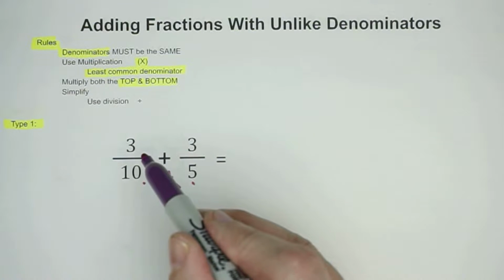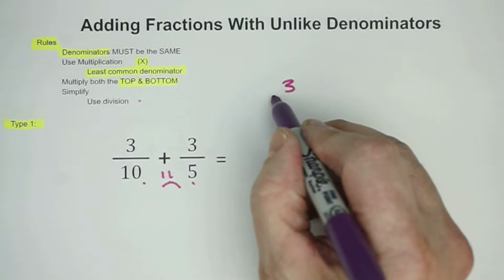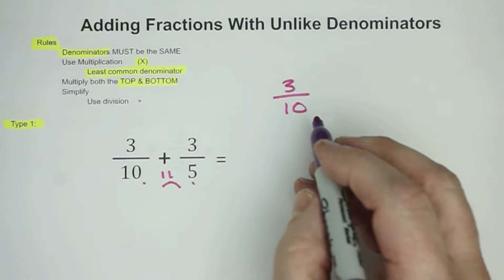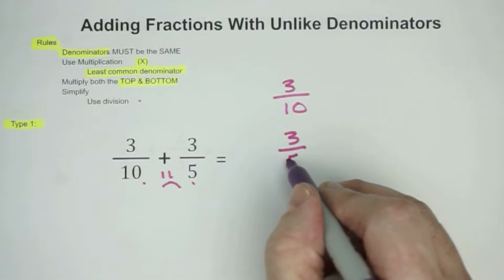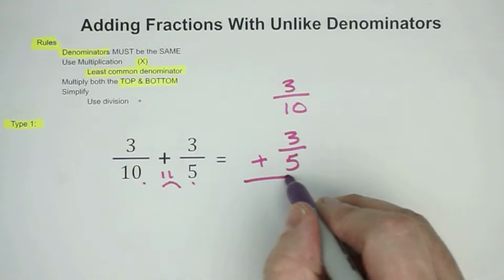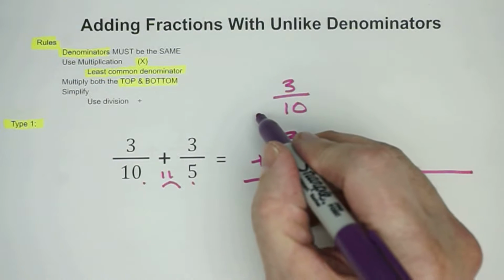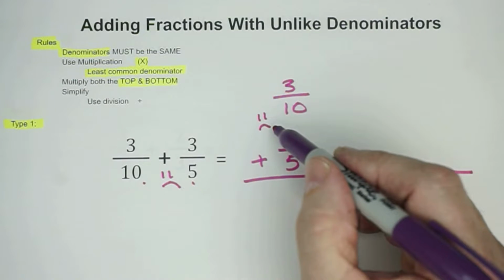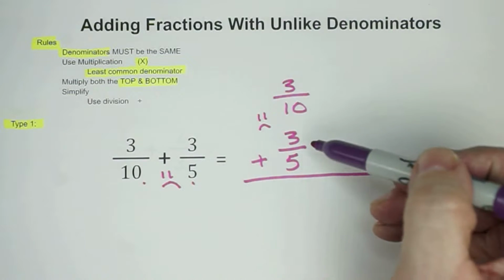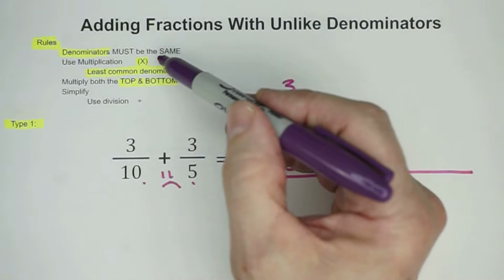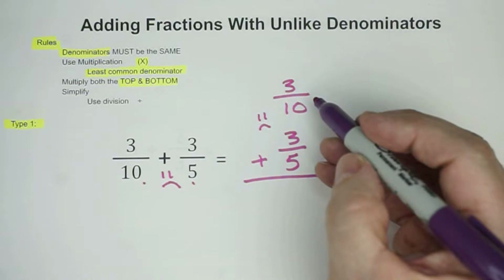So I recommend that you rewrite the fractions up and down vertically. So 3/10 plus 3/5. Not something that you have to do, but I think it's just a good way to organize your work. And we said that I'm going to make my frown face because we cannot add it the way it is. So we can change it though, and how we do that is we use multiplication, and we're going to find the least common denominator. So let me show you how to do that.